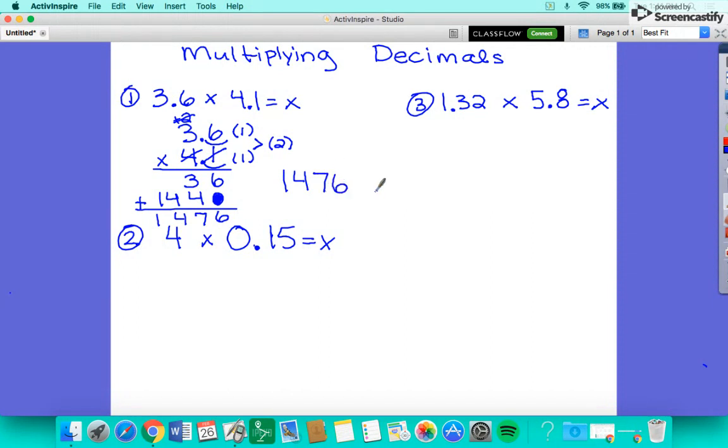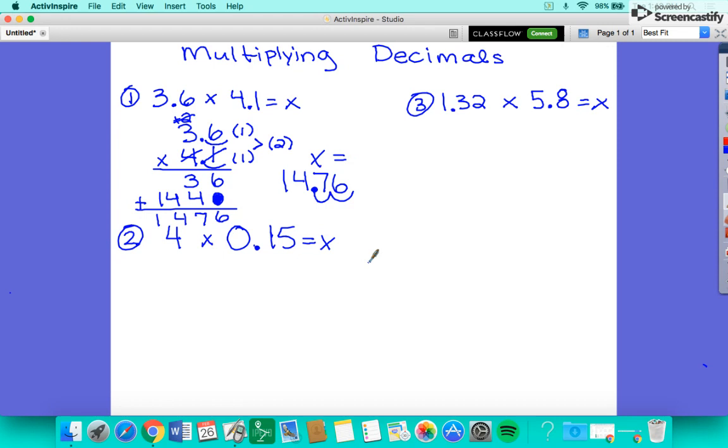We don't want to automatically put the decimal right here. Because we have to have 2 places behind our decimal, we're going to start at the end, and I'm just going to kind of take it back in. 1, 2. So I've counted how many places should be behind this decimal, which is 2. So my overall product is 14 76/100, which is the value of x.